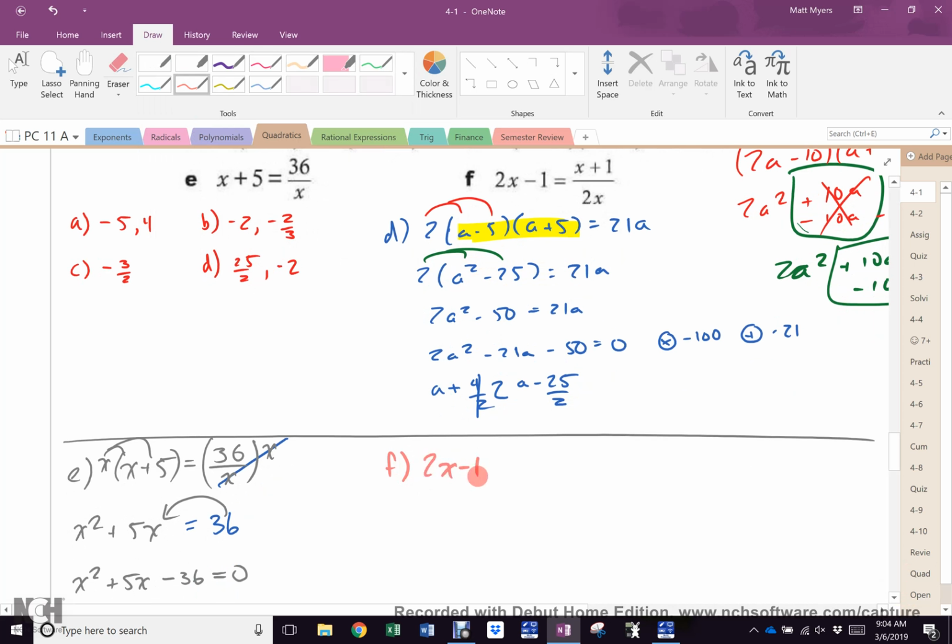2x minus 1 equals (x plus 1) over 2x. What scares you? The same thing that always scares you. It's been scaring you since the 4th grade when you were first shown them. Fractions. How do you get rid of fractions? The same way you've been getting rid of fractions since the 7th grade when you started doing algebra.